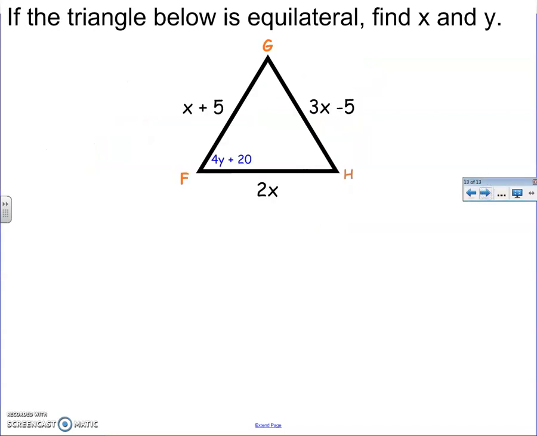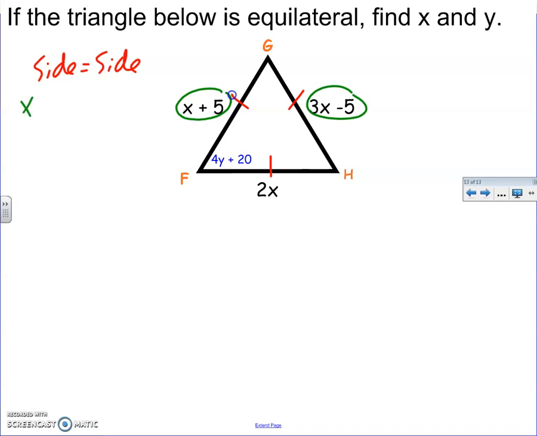All right, if the triangle below is equilateral, find x and y. Now we need to think, what does equilateral mean? Equilateral means 3 equal sides. Lateral means side, and equi means equal. So those 3 sides are the same. So I'm going to do the formula side equals side. Now, which side am I using? It does not matter. Pick the 2 you like, your favorite 2. Let's do this one and this one.